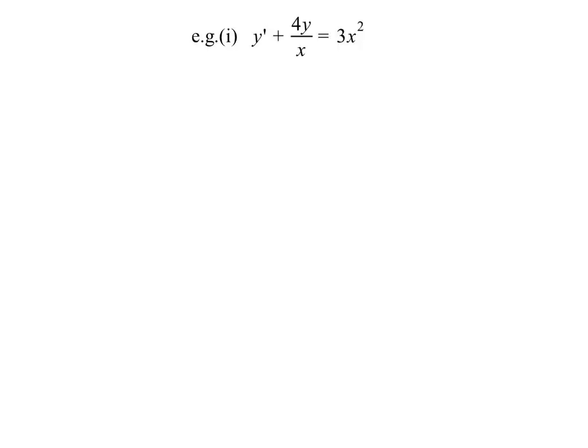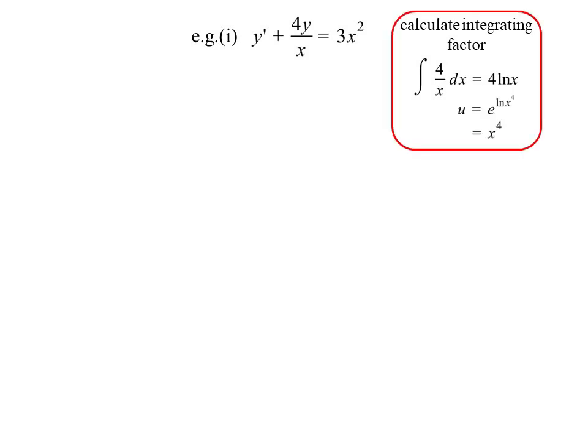So here's the equation that I wish to solve. I will work out my integrating factor. Well, the integral of the coefficient of y. The coefficient of y is 4 on x. Integrate that, I get 4 log x. Rearranging that around, I get that u is equal to x to the power of 4. So I'm going to multiply everything by x to the power of 4. Remember, it was e to the power of that integral. So e to the power of log x to the power of 4 is x to the power of 4.